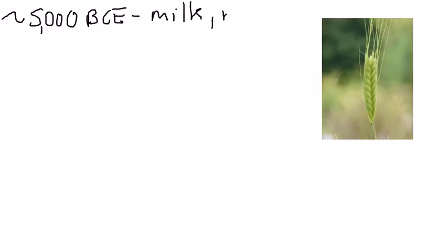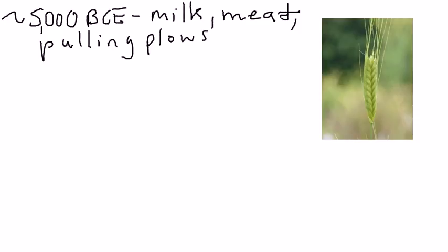Now, about 5,000 BCE, animals are beginning to be used for their milk, their meat, as well as for pulling plows to aid in the harvesting of crops.